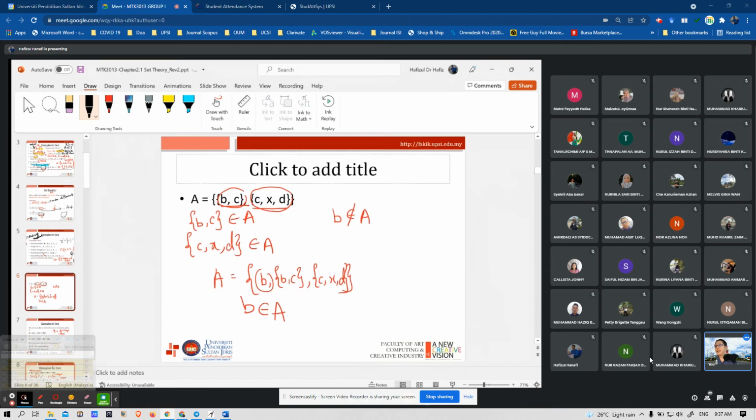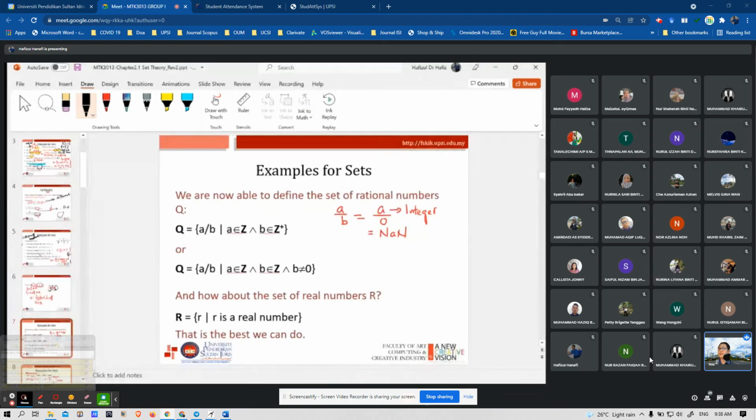Here is another example. We have B, C and C, D, and B, C is a member of A, and C, D is a member of A. Then we have A equal to a member of B, with B, C, C, D. And then we can say B is a member of A, and B is not a member of A, because the elements of B are not the same as the elements of A. This one is an example for sets.